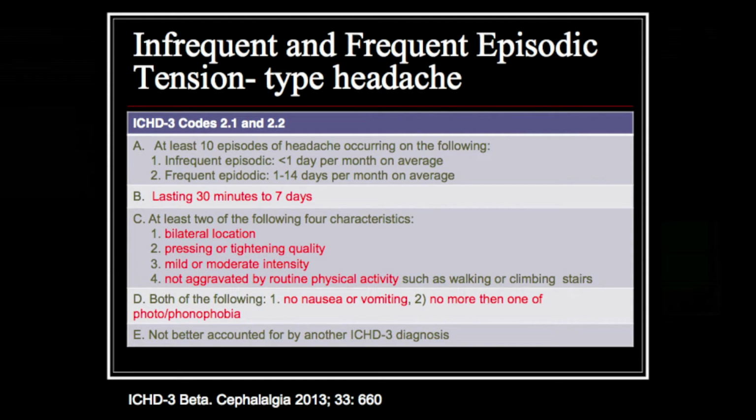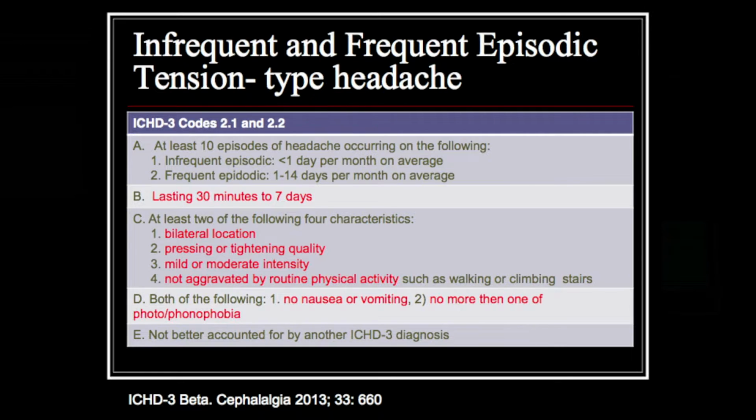Now the key thing is it's broken down into a variety of different categories. This is infrequent and frequent episodic tension type headache. I put the ICD-3 code 2.1 and 2.2. The key things about this diagnosis I've highlighted. It generally lasts anywhere from 30 minutes to 7 days. And it's the exact antithesis of migraine. So migraine is typically unilateral in 2/3. This is bilateral. Migraine is throbbing. This is more pressure-like or tightening in quality. Migraine is moderate to severe. This is more mild to moderate.